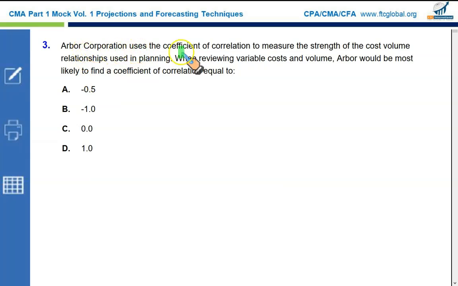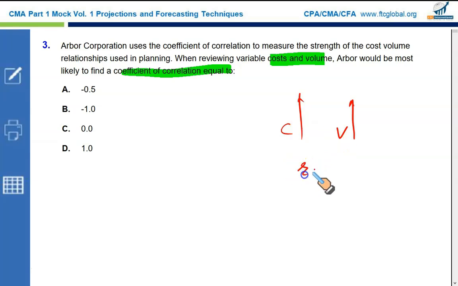Arbor Corporation uses the coefficient of correlation to measure the strength of cost-volume relationships used in planning. When reviewing variable costs and volume, Arbor would be most likely to find a coefficient of correlation equal to what? You need to know. Cost and volume, they have direct relationship. When the volume of production goes up, the cost goes up in proportion, right? So then we should look for a number that represents a strong or perfectly positive correlation, and that's going to be +1. D is the right option.